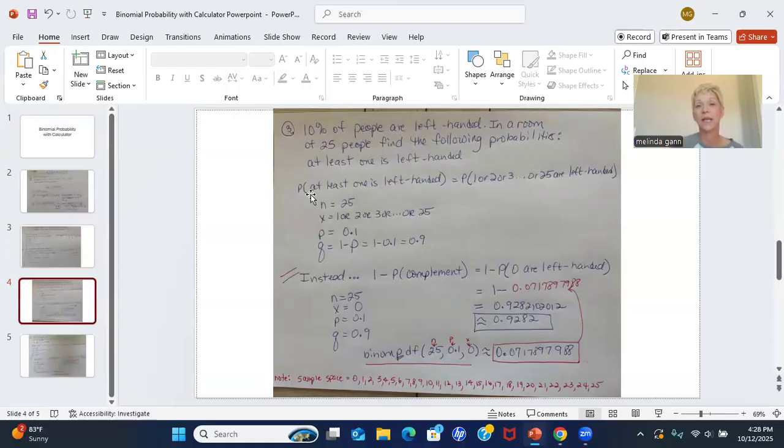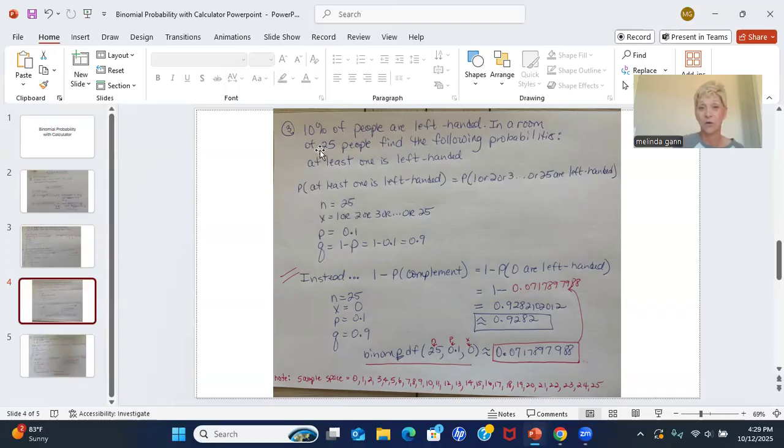So write down what at least one literally means. It means 1 or 2 or 3 or 4, all the way to your total, 25 in this case, are left-handed. All right. So here's what I need. So either you're left-handed or you're right-handed. Your chance of being left-handed is always the same in this problem, so it's binomial. So I write down my N, my X, my P, and my Q.